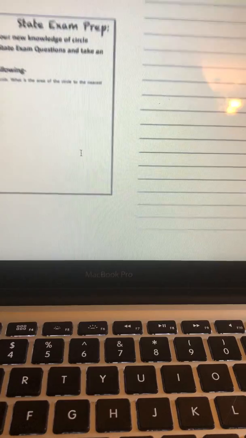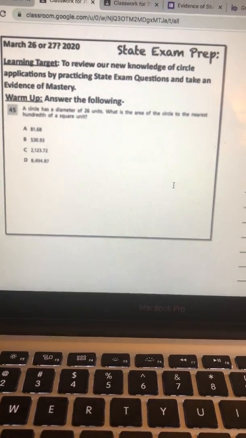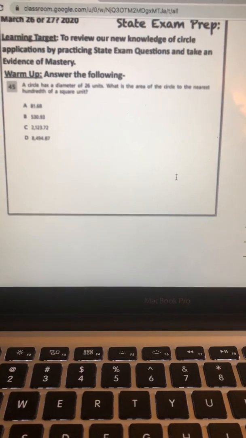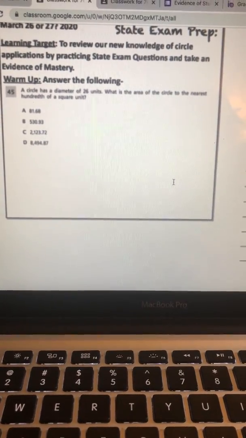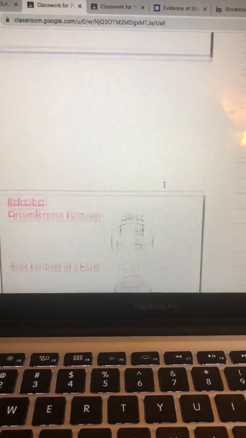I'm going to enlarge this so you guys could see along with me. Okay, so you have a warm-up question. It's giving you a diameter and it's asking you to find the area rounded to the nearest hundredth. So you should all be able to do that at this point. That's what we did on Tuesday.